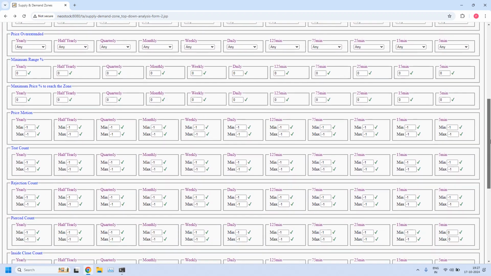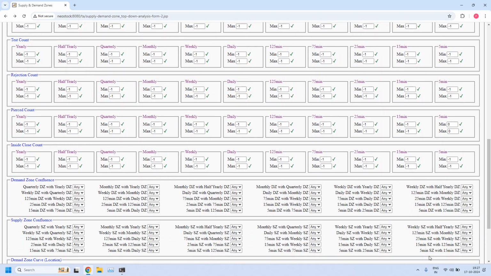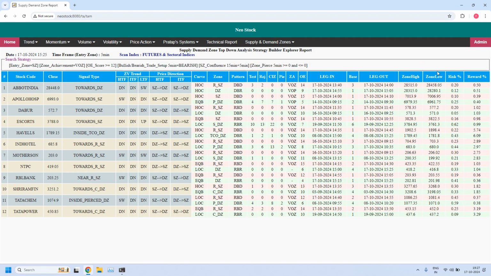So in the supply zone confluence, I am enabling the filter 5 minute supply zone with 15 minute supply zone. With this filter, let's check how many will filter. 12 stocks. Now all these 12 are supporting bearish trade setup for hourly income trade, and also 5-minute supply zones are part of the 15-minute supply zones.